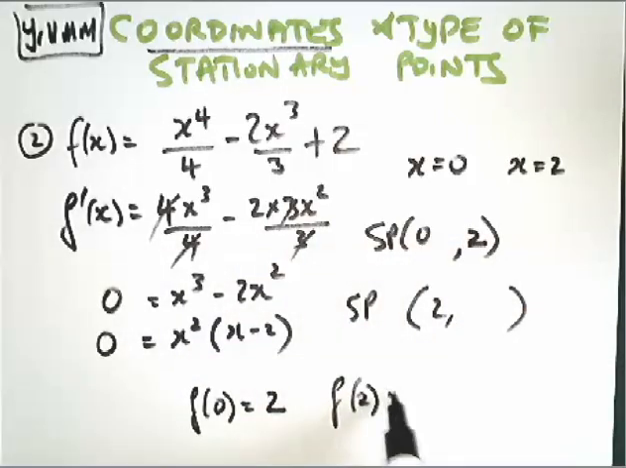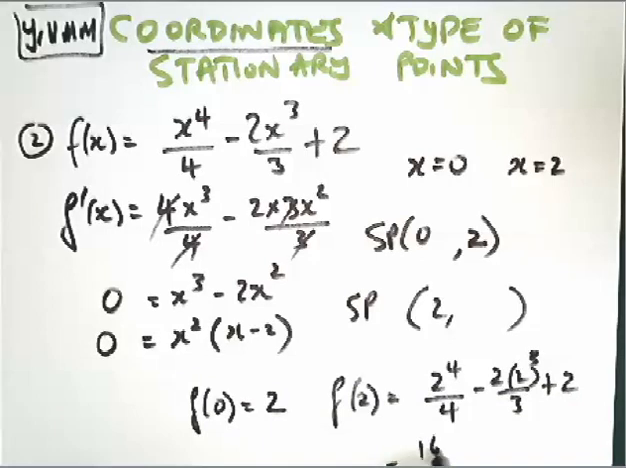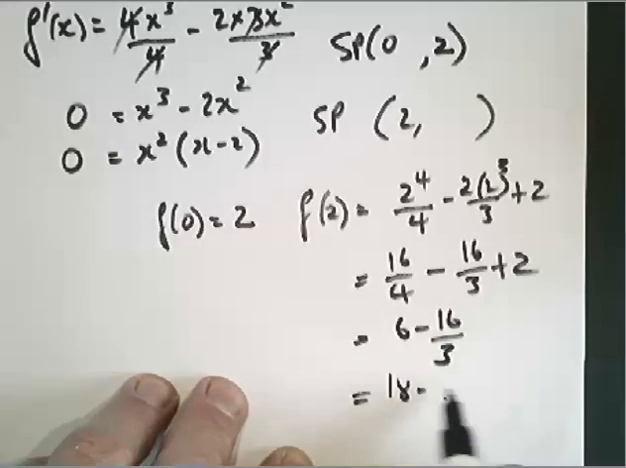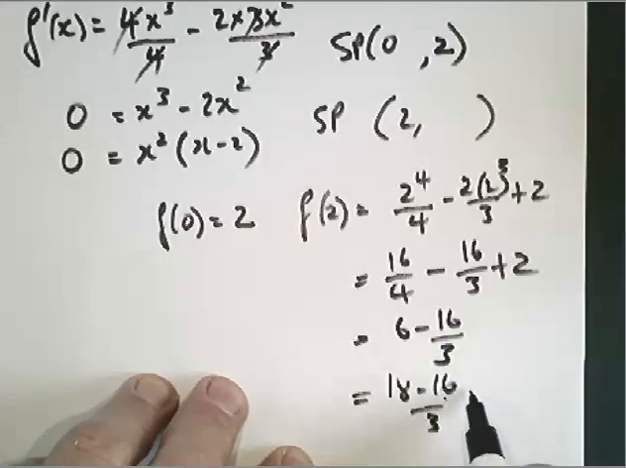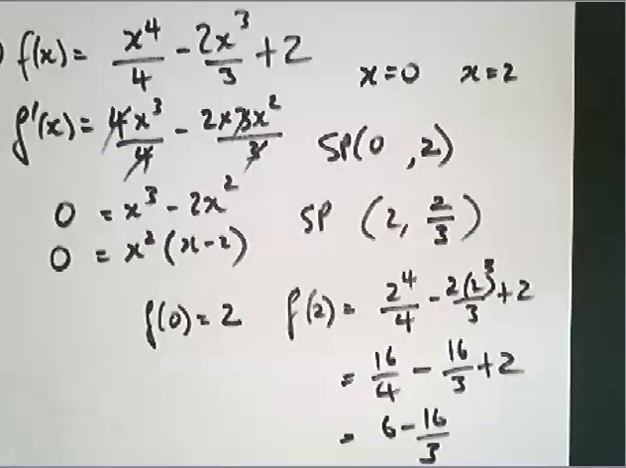F of 2 is going to equal 2 to the power of 4 over 4 minus 2 times 2 to the power of 3 over 3 plus 2. 16 on 4 minus 16 on 3 plus 2. 4 plus 2 is 6. 6 minus 16 on 3 is equal to 18 minus 16 on 3 equals 2 thirds. So my second stationary point is at 2 and 2 thirds.